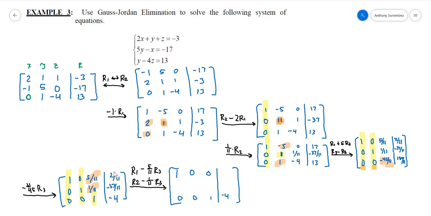2/11ths minus 5/11ths times negative 4 ends up giving me a positive 2. Second row, this 0 minus 1/11th of 0 is still going to give me 0. 1 minus 1/11th of 0 is going to give me still 1. 1/11th minus 1/11th times 1 is going to give me the 0 I want here. Negative 37 over 11 minus 1/11th of negative 4 gives me a negative 3.